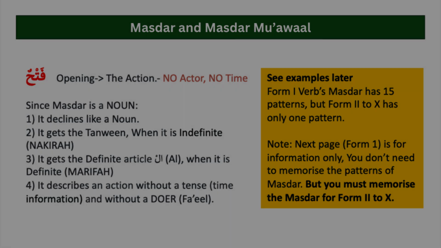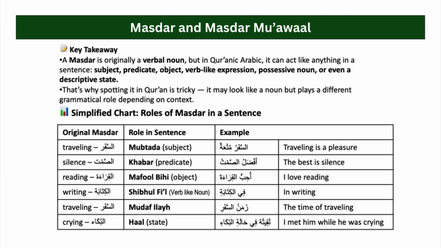Now that we understand what a masdar is, an action without doer and without time, we need to understand something very important. In the Qur'an and in Arabic generally, a masdar is very flexible. It may look like a noun, but it can actually perform many different roles in a sentence. This is why sometimes students get confused. They see a masdar and think it is just a noun, but in reality, its function changes, depending on the context. So let us now look at this carefully through the table in front of us.